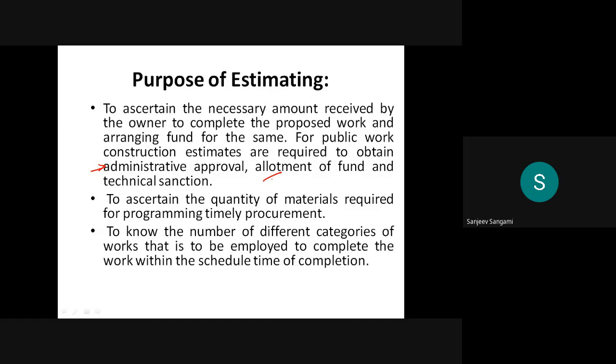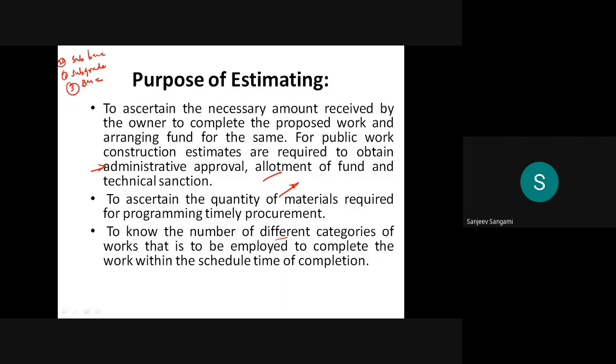Another purpose of estimating is to ascertain the quantity of materials. Once the DPR is sanctioned, you can say how much quantity of material you have to buy, how to buy it, and at what time it is required. Then, to know the number of different categories of work to be employed to complete within the schedule of time of completion. For example, if you take the concrete road itself, you have the subgrade first, then the sub base and base layers. So this is first, second, and third.